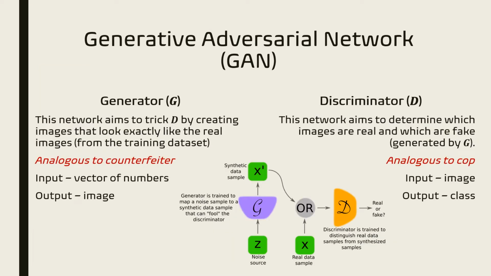A generative adversarial network is a type of generative model which consists of two neural networks competing against one another in a cop versus counterfeiter style game. The generator network is the counterfeiter and aims to trick the discriminator by creating images that look exactly like the real images from the dataset. It takes in a vector of random noise, forward propagated through the network, and outputs an image. Pretty magical, right? On the other hand, we have the discriminator network, the cop. This network aims to catch out the generator by determining which images are from the real dataset and which ones have been generated by the counterfeiter.